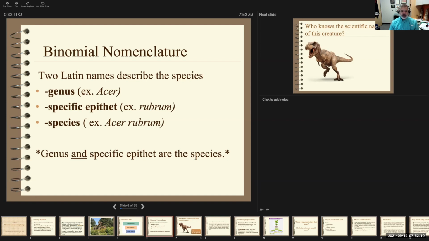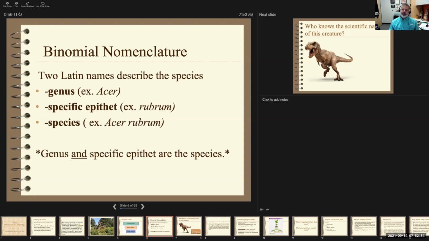The first part of a scientific name is the genus. And I've given an example of one there, Acer, and that would be the genus of all maples. If you see something that you call maple, a lot of us are familiar with maple because we like maple syrup. So we're going to start by using maple as an example, and Acer is one of them.